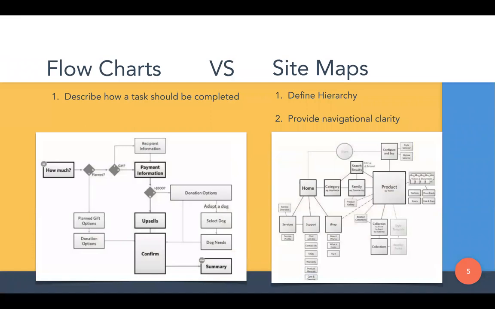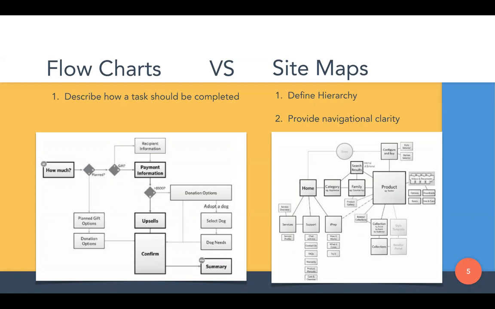Today, we're going to be talking about flowcharts and sitemaps and what's the difference between them. Sometimes people get confused. They don't know how to use them or where they should be used. So flowcharts describe how a task should be completed. That's really all it is. It's the basis of a flowchart. You have an objective and you want to communicate what is the best way to get there.